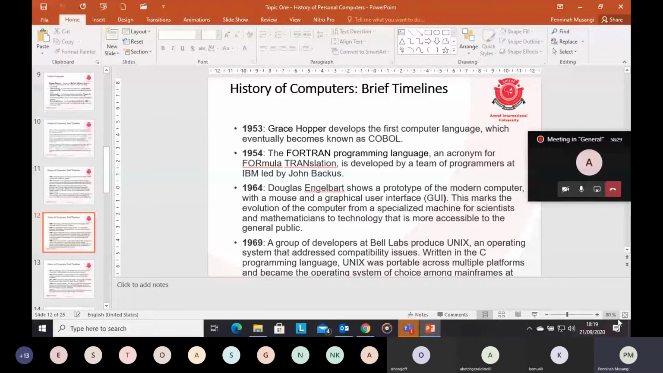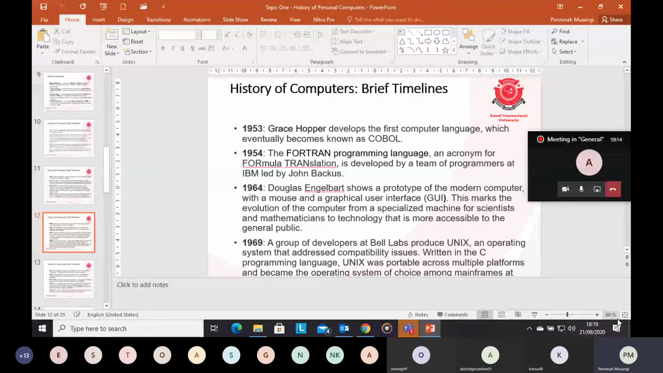So when Douglas brought in this model of a modern computer having a mouse and having a user interface which you can navigate and interact with, it opened avenues for computers to be used by the general public, because with a mouse and a computer with icons, menus, and all that, it's possible for any person, for the general public, to interact with it. And so in 1964, people who were non-scientists and non-mathematicians could now use the technology.